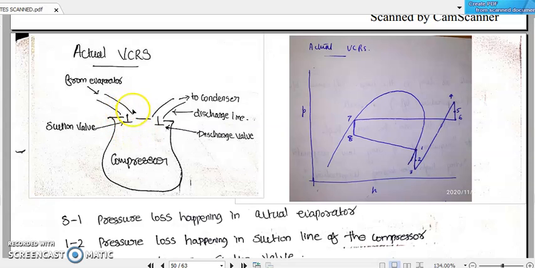Then just before the refrigerant enters the compressor, there will be a suction valve or the admitting or the inlet valve. It will be an opening and closing valve. So definitely this fluid flow will be interrupted by this suction valve or the inlet valve. Definitely again some amount of friction loss and pressure loss will be happening at this suction valve.